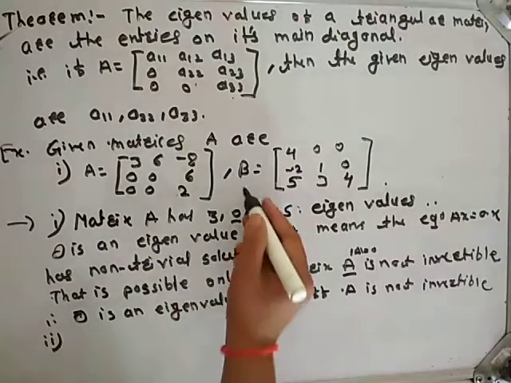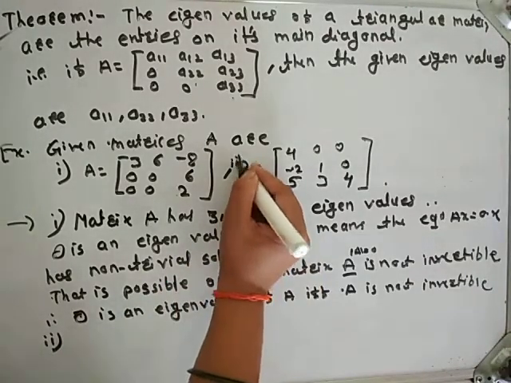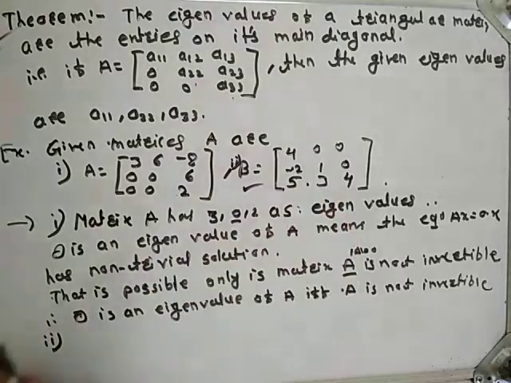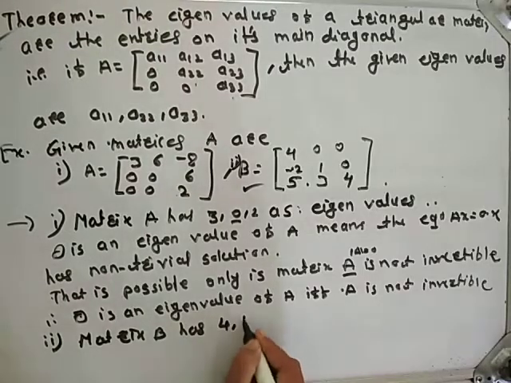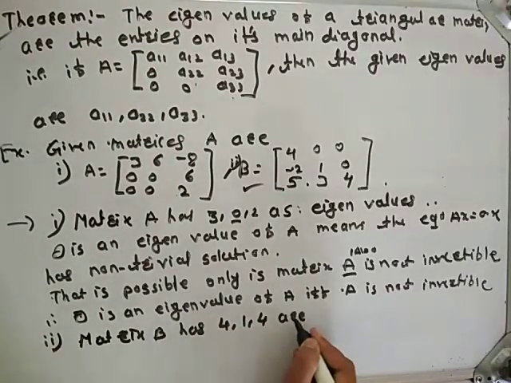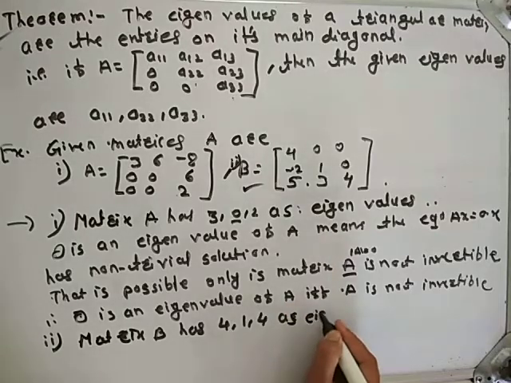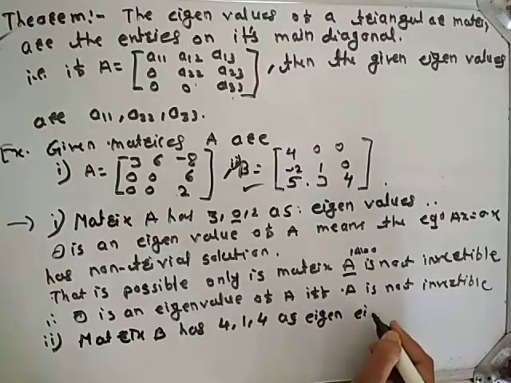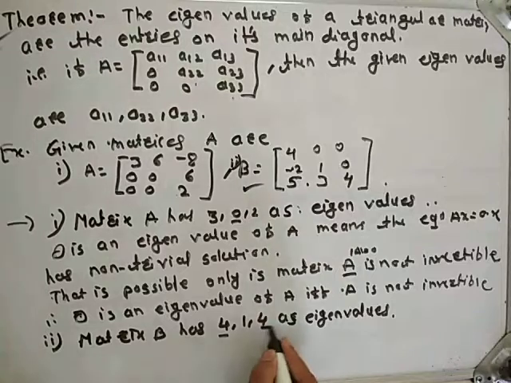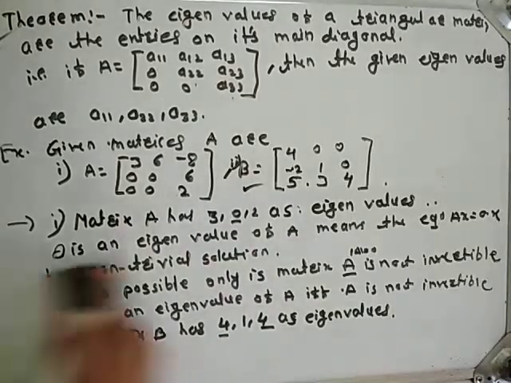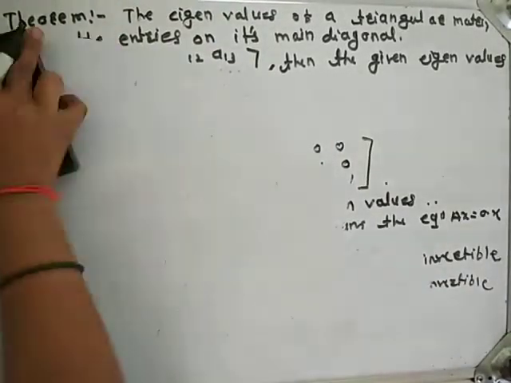Now see matrix 2. B is a lower triangular matrix. So matrix B has 4, 1, 4 as eigenvalues. Here the eigenvalue 4 is repeated. Let us see one more theorem.